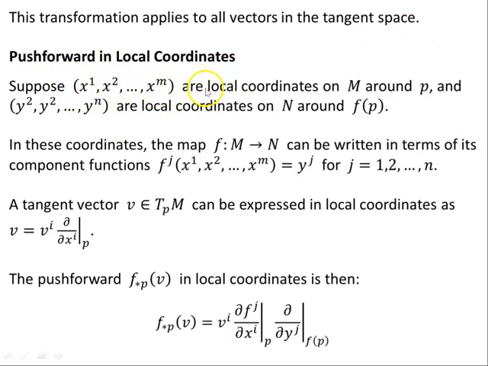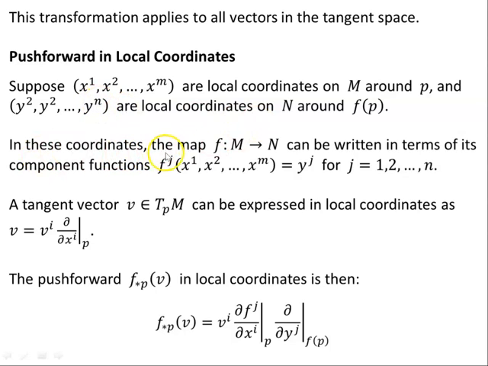Suppose x1, x2, up to xm are local coordinates on M around P, and y1, y2, up to yn are local coordinates on N around f of P. The dimension of the manifold M is little m, and the dimension of the manifold N is n.